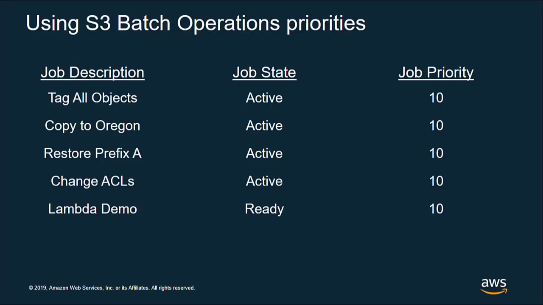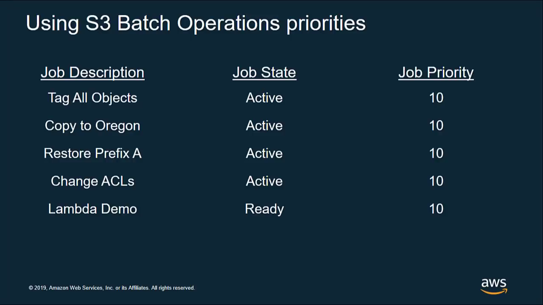So here we'll talk about how priorities might be used. In this case, we've got 5 different jobs. So I specified a few different operations there on the left side. One of these jobs is tagging all objects. Another one's copying objects. We're restoring objects from Glacier from a particular prefix, changing access control lists, and then doing our Lambda demo. So we've got 5 different jobs here. 4 of them are active and one's in the ready state. So when you're looking at this, you're saying, well, those are active and running, and this other one's ready state, but I want to run my Lambda demo now.